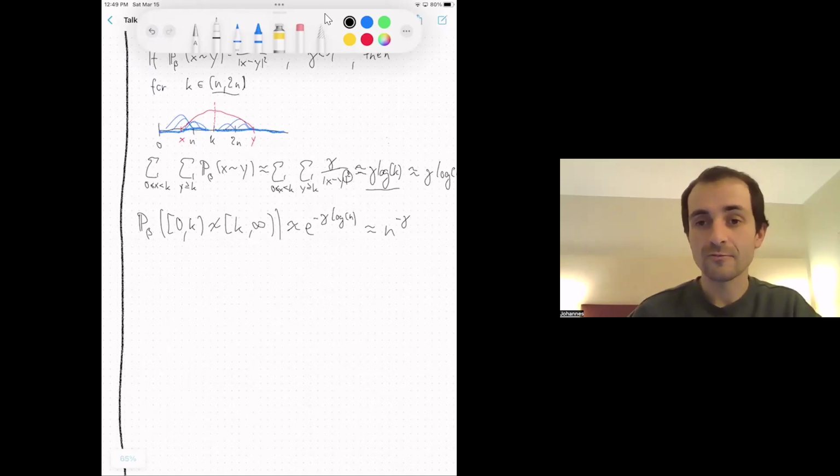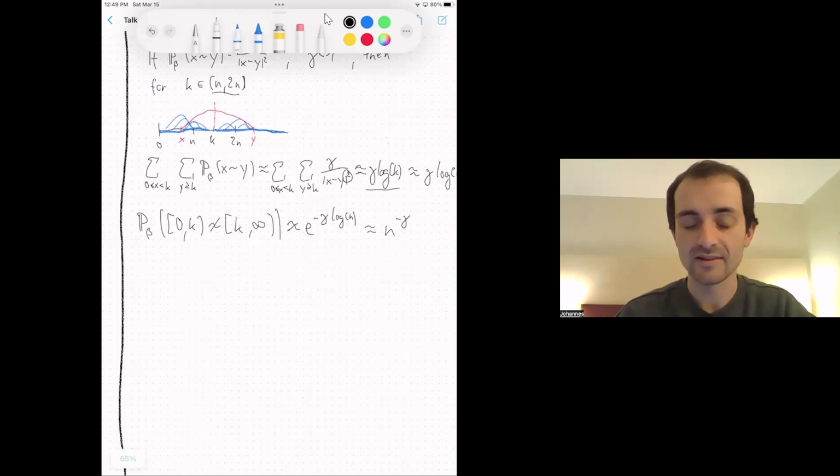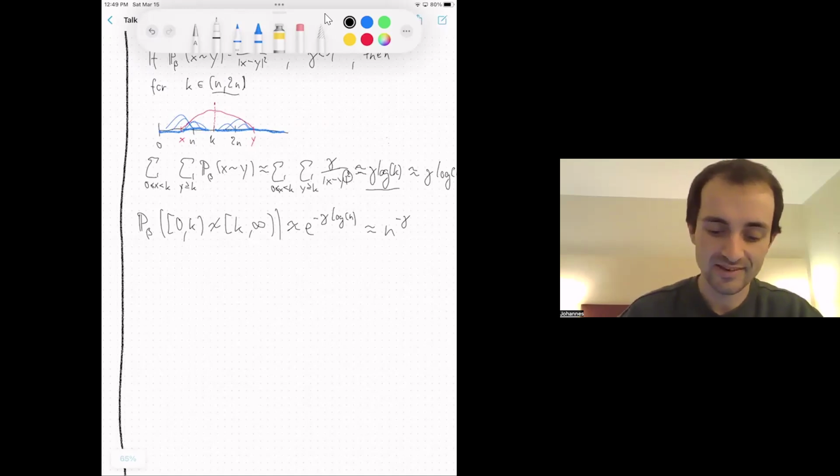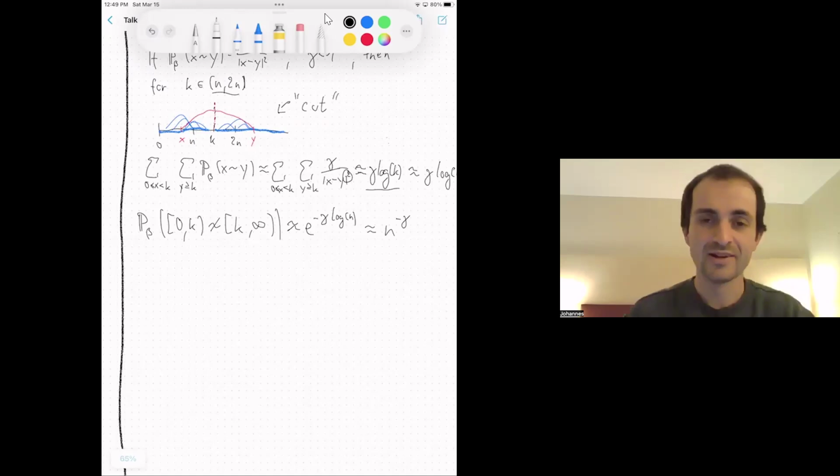Okay, so for one specific k, there's only a small probability that there's a cut over k. So I guess I didn't say this before. So this here is what we call a cut, if there's no open edge over k.